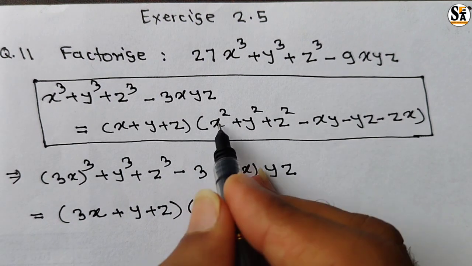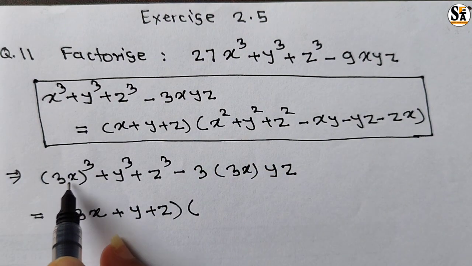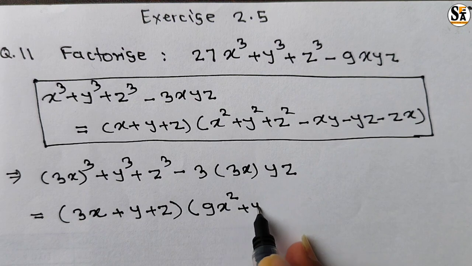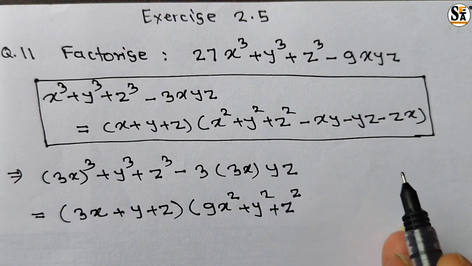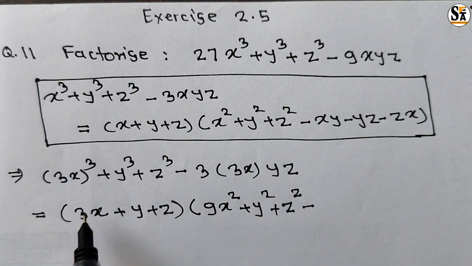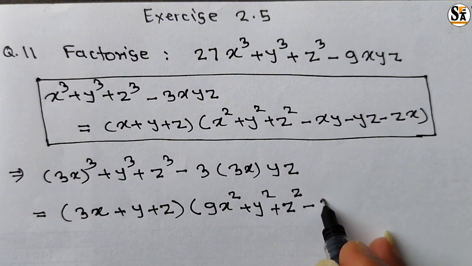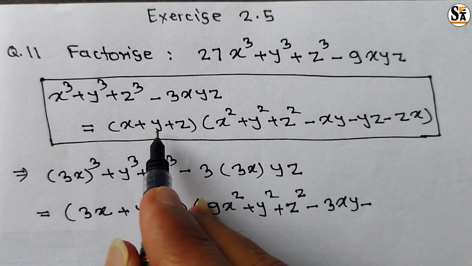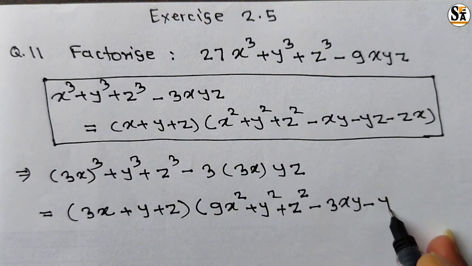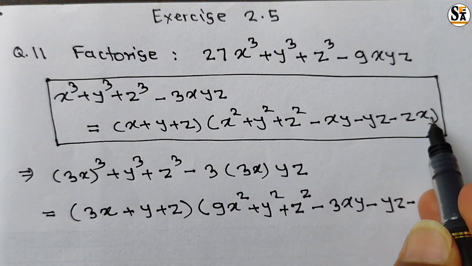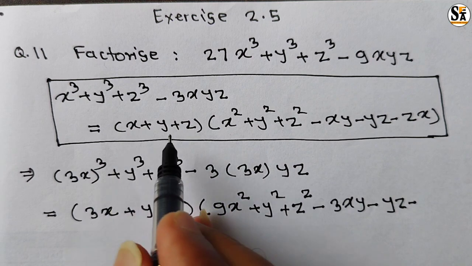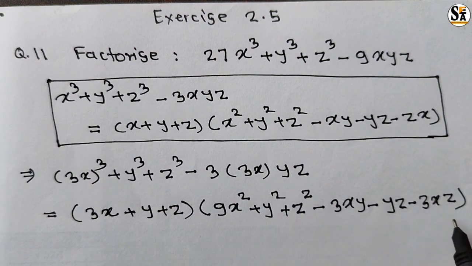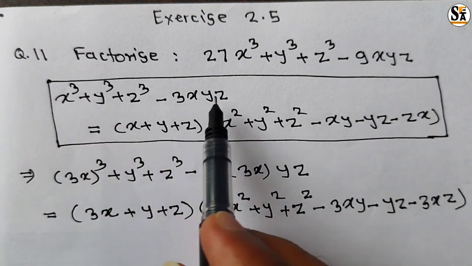Then second bracket, x square means square of first term. So here first term is 3x, so square of 3x will be 9x square. Then square of second term, that is y square, then plus square of third term, that is z square. Then minus first term into second term, 3x into y, so minus 3xy. Then minus multiplication of the second term and third term, that is yz, and minus multiplication of last term and first term, z and 3x, so here will be 3xz. So these are the factors of this expression and we found it with the help of this standard identity.